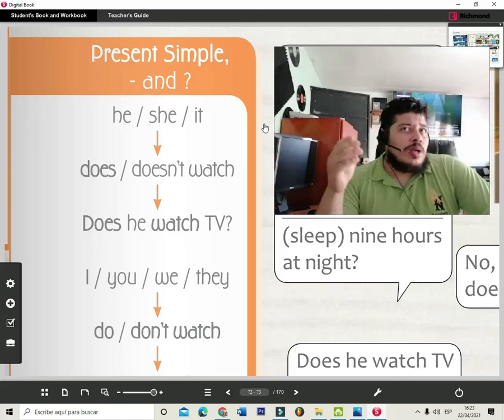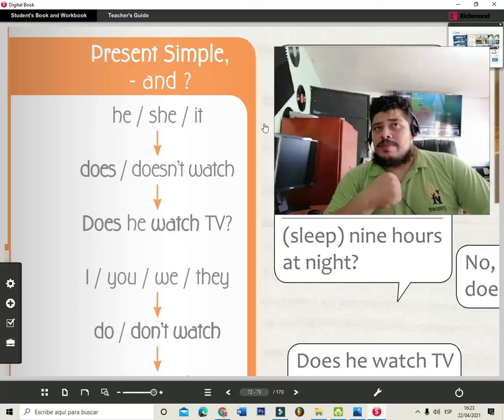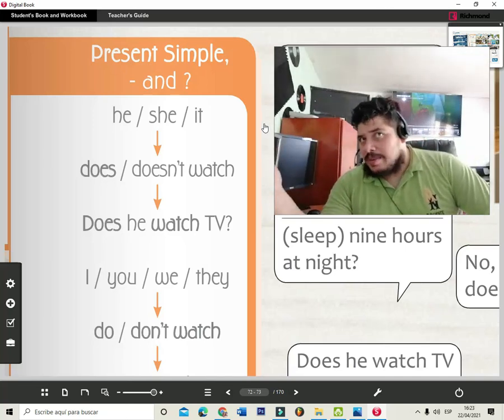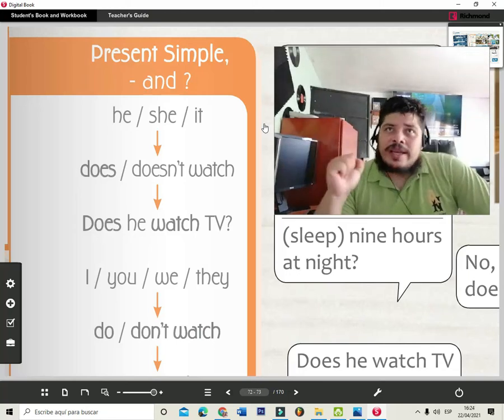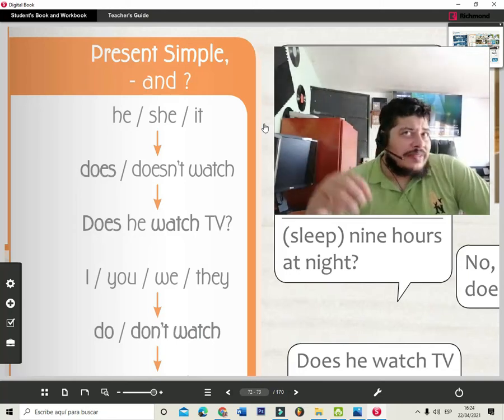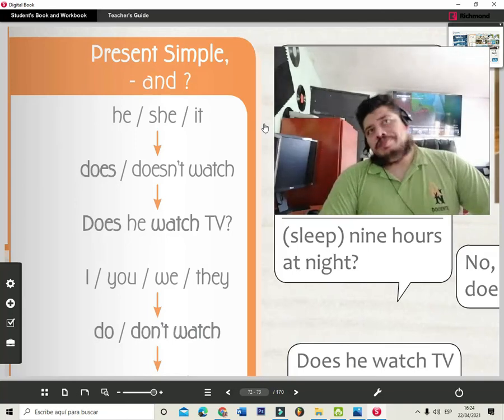For example, I play video games. You play video games. Or she plays video games. Remember, we add an s. Okay? Well, for these kind of questions, what we are going to do, guys, is use the auxiliary verb do. Okay?